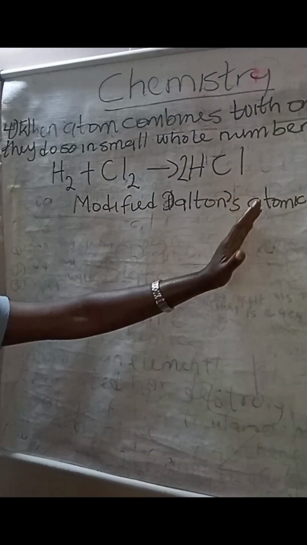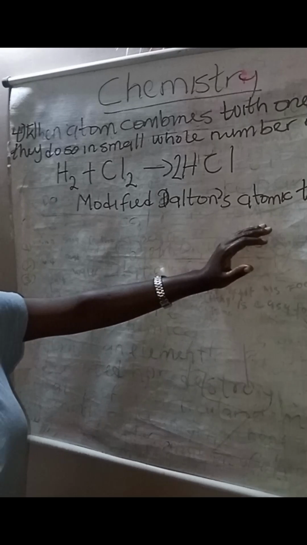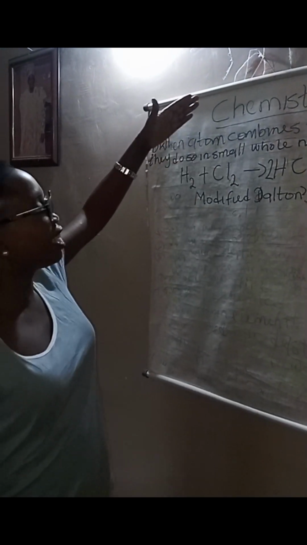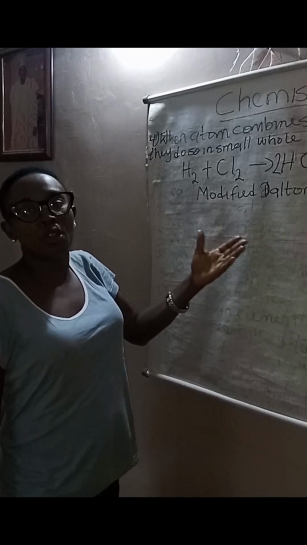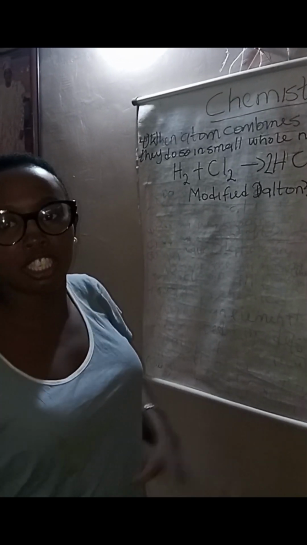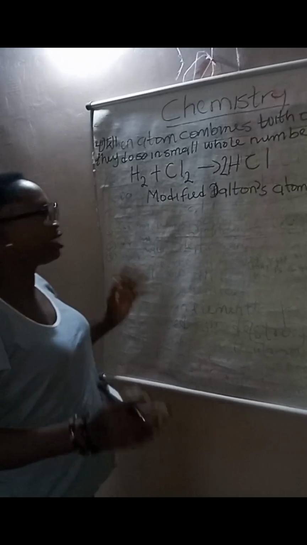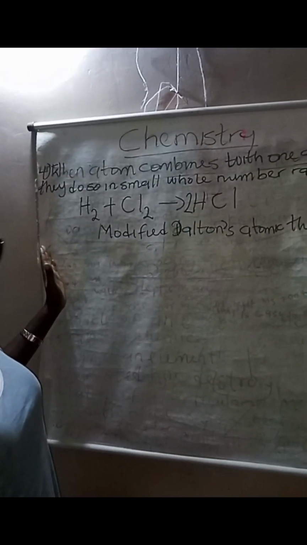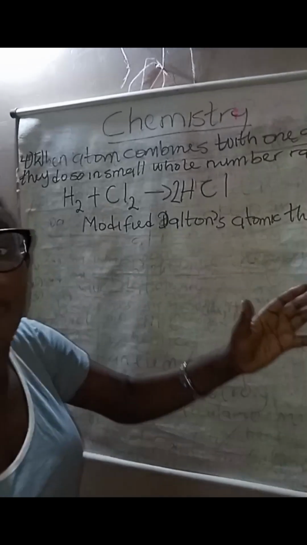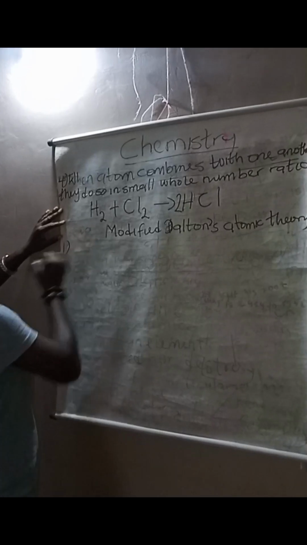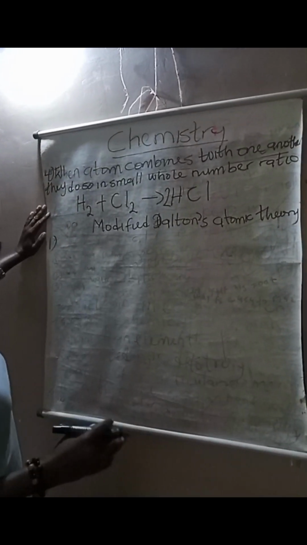Dalton now moved forward. He did more research, and he discovered that the theory he postulated was not valid. He modified his theory. The first theory I stated was that an atom is the smallest indivisible particle. But when he moved on, he discovered that this theory, that an atom is the smallest indivisible particle, was not valid.